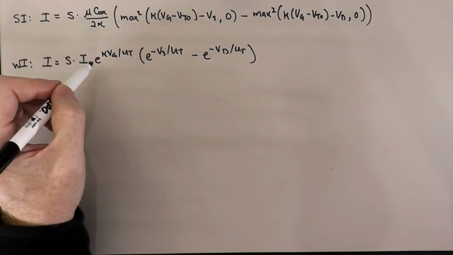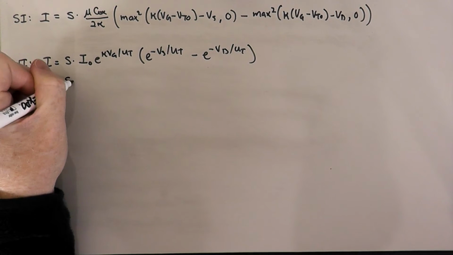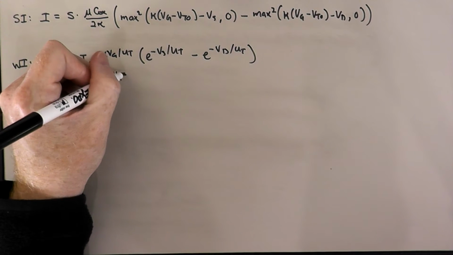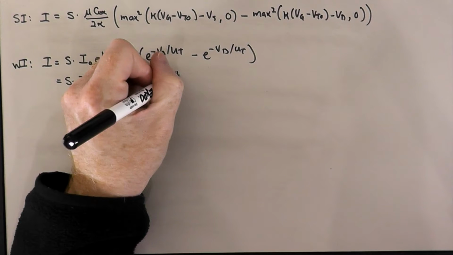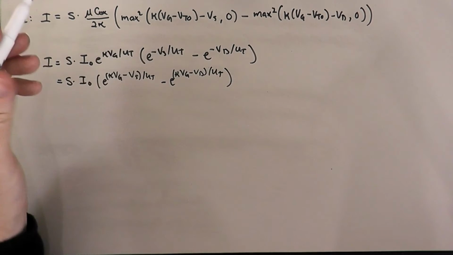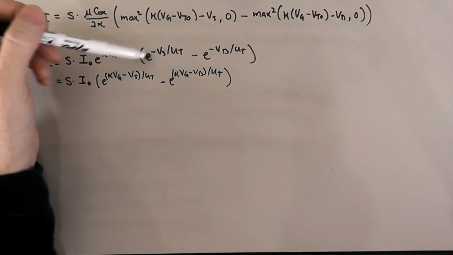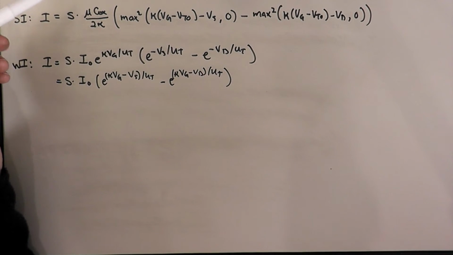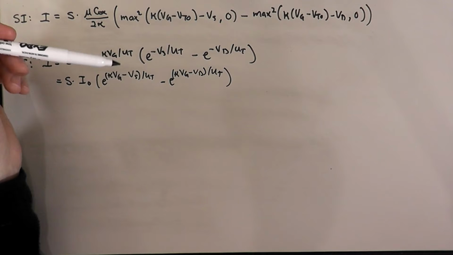We can even take this e to the kappa Vg over Ut term and distribute it through the parentheses and write this as S times I0, and then write this as e to the kappa Vg minus Vs over Ut minus e to the kappa Vg minus Vd over Ut. And it gets even more similar because we have a kappa Vg minus Vs up here and a kappa Vg minus Vs down here, and we have a kappa Vg minus Vd up here and a kappa Vg minus Vd down here. So you may be thinking, well, this has a threshold voltage in it, a minus kappa Vt0, and this doesn't.